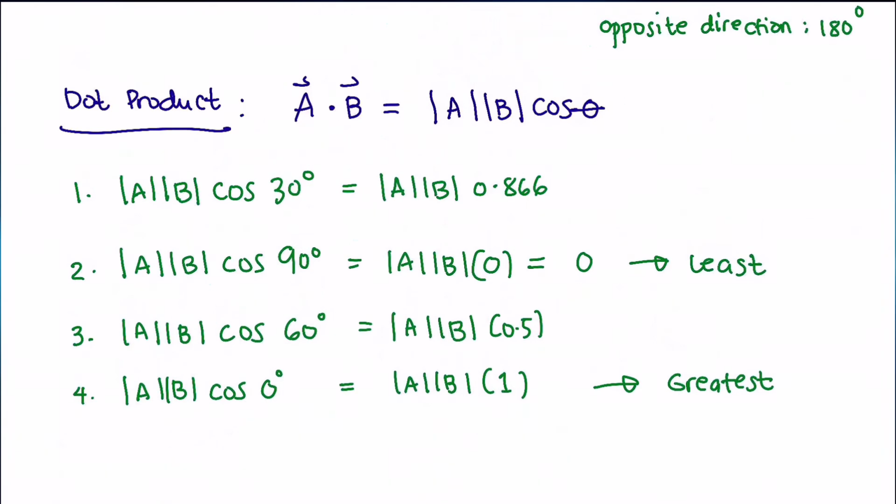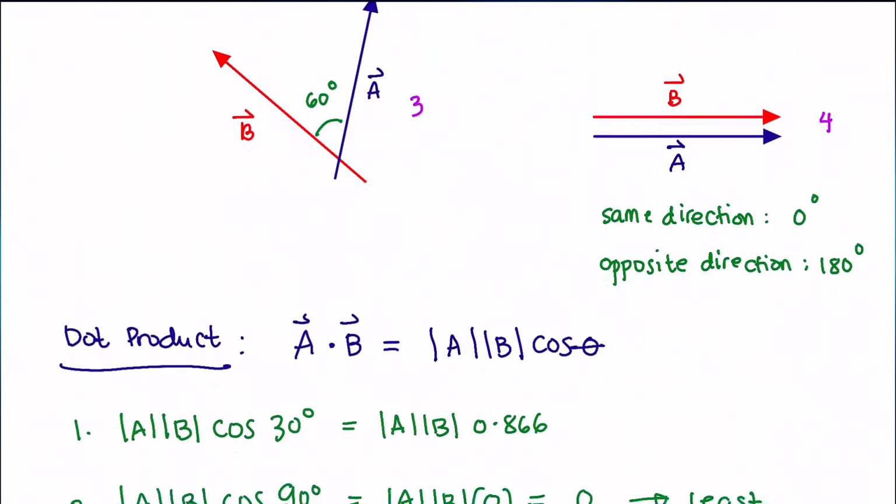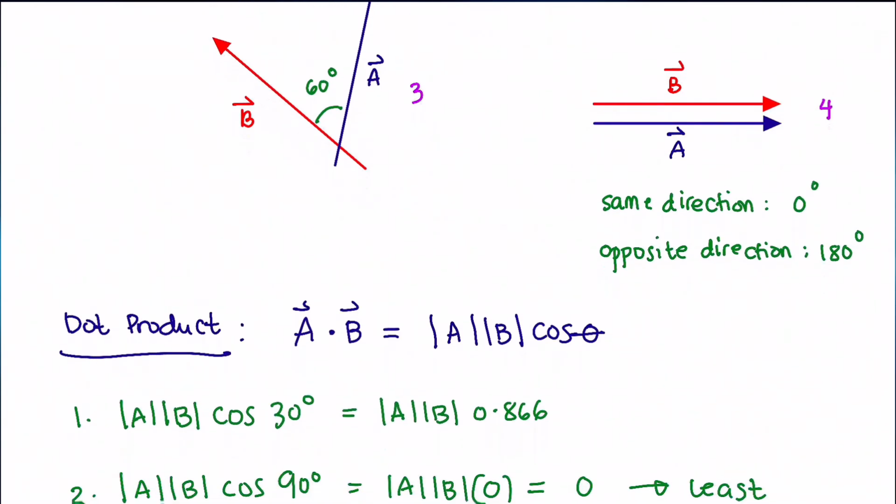And lastly, for case number 4, magnitude of vector A multiplied by magnitude of vector B, sine of the angle between the two vectors in case number 4. In this case, vectors A and B are pointing in the same direction. So the angle between them is 0. If they were pointing in the opposite direction, the angle between them would be 180 degrees.